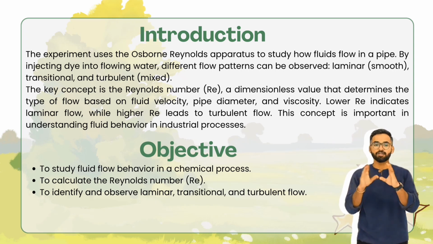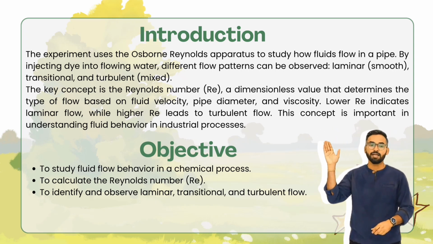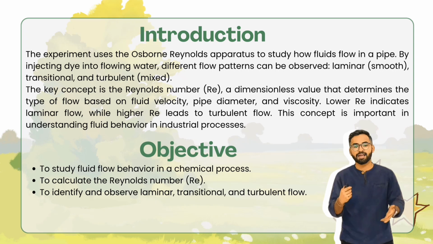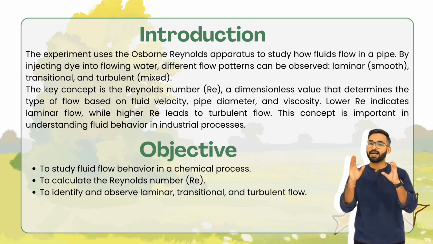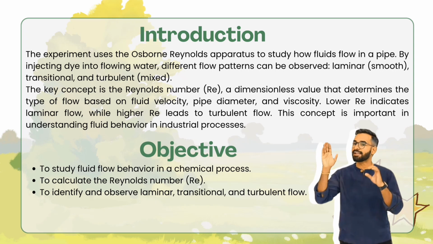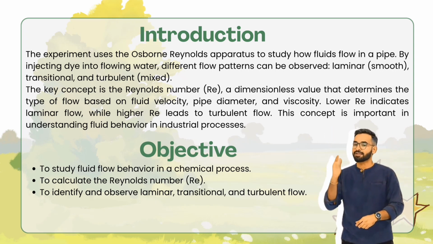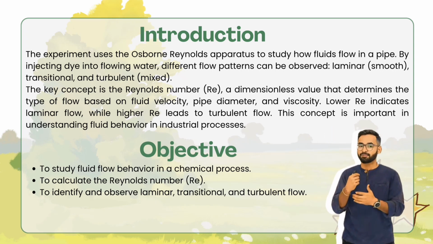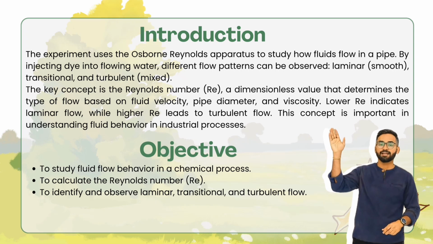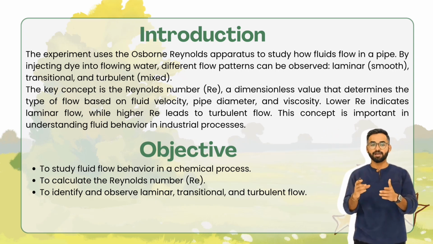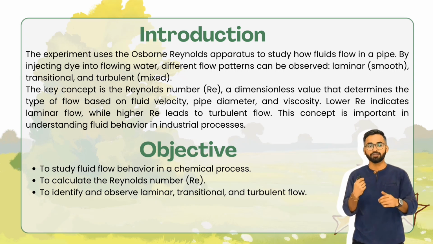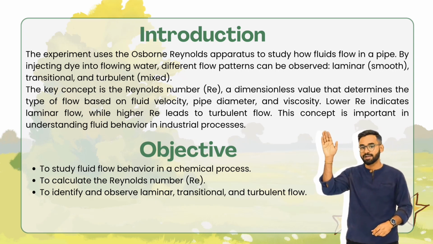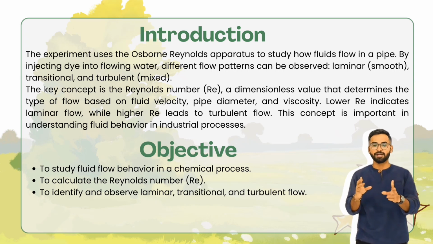The Reynolds number is a dimensionless parameter used to classify flow behavior. Laminar flow is smooth, transitional flow is mixed, and turbulent flow is chaotic. It depends on the velocity, pipe diameter and fluid viscosity, and it's independent of pressure. This experiment helps relate fluid flow behavior to real industrial chemical processes.